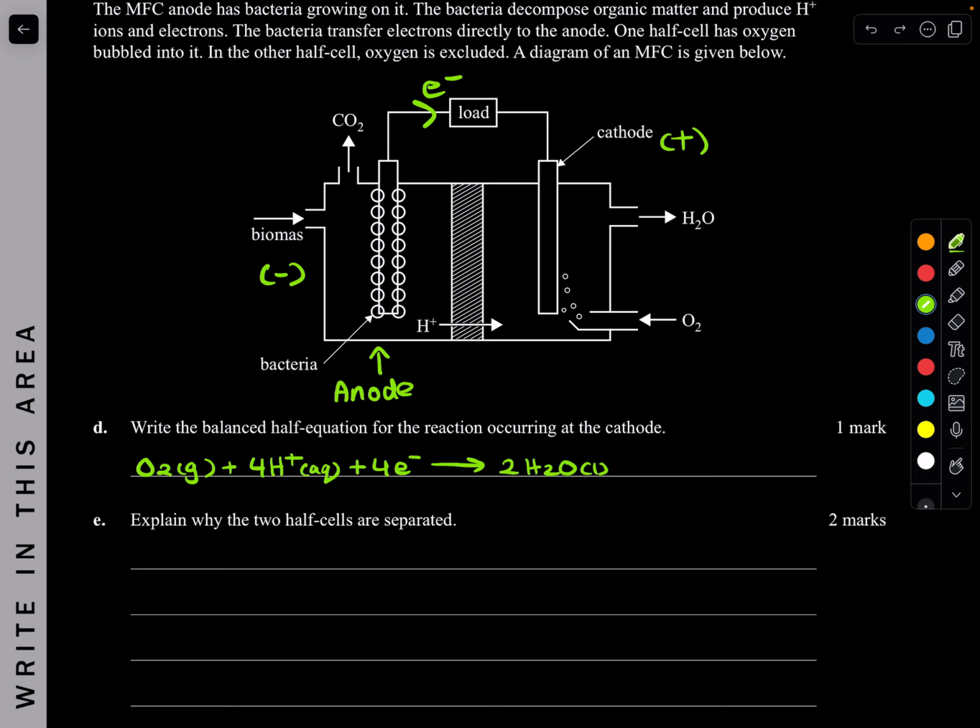And also another one is what we just said. Bacteria requires no oxygen to decompose. And so if you didn't have this proton exchange membrane, you're going to get oxygen on the anode side.